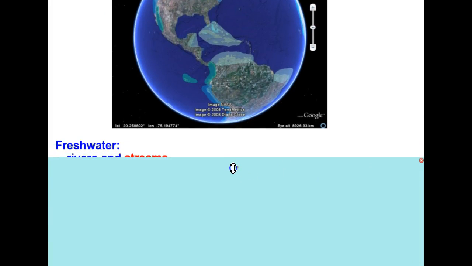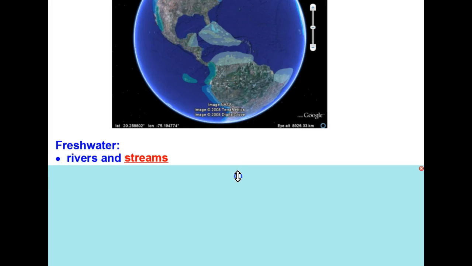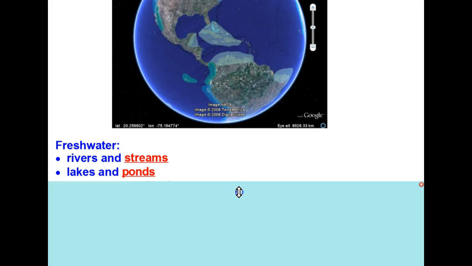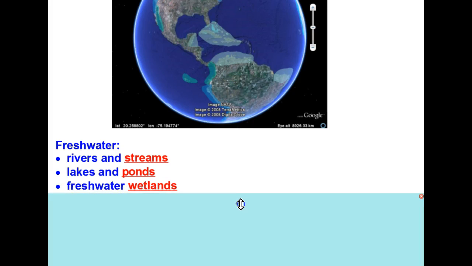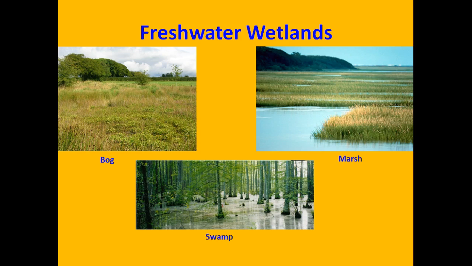Let's start with the freshwater biomes, which include rivers and streams, lakes and ponds, and freshwater wetlands. I think we're all familiar with rivers and streams and lakes and ponds, but freshwater wetlands we may need a little brush up on. So let's take a look at these examples. There are three examples of freshwater wetlands. There's the bog, the marsh, and the swamp. You can see how each is pretty unique.